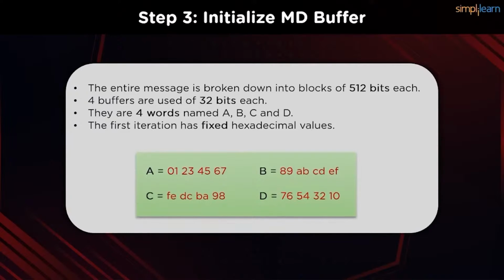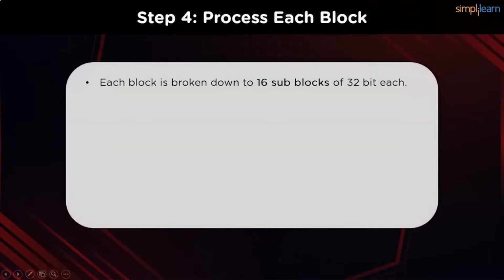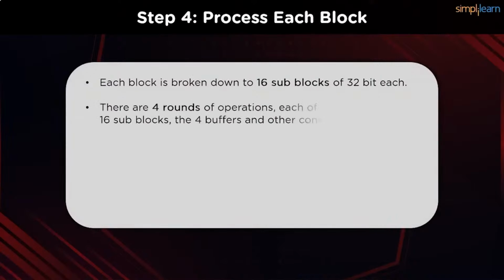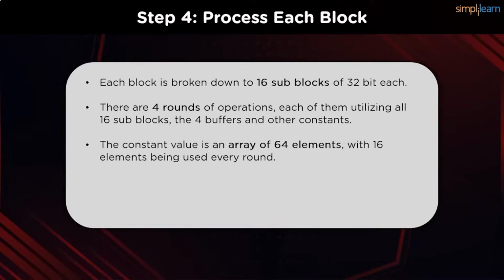Once these values are initialized, of these 512 blocks, we can divide each of them into 16 further subblocks of 32 bits each. For each of these subblocks, we run 4 rounds of operations having the 4 buffer variables A, B, C, and D. These rounds require the other constant variables as well, which differ with each round of operation.